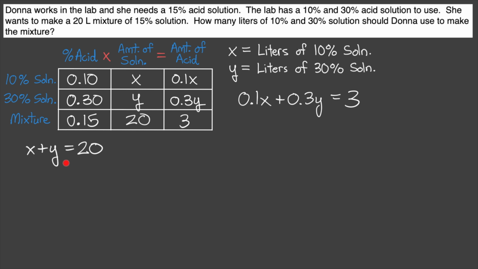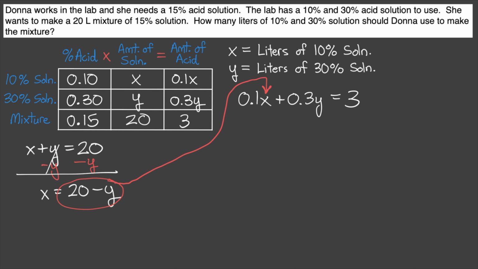All right, so we have two equations here and two variables. So I'm going to go ahead and isolate one of the variables here. I'll just go ahead and isolate x here. So I'll subtract y to both sides. The y's cancel. We get x equals 20 minus y. All right, so we're going to take this guy here, and we are going to substitute it in for x right here. So let's go ahead and see what that looks like. So 0.1, plug in the 20 minus y, plus 0.3y equals 3.